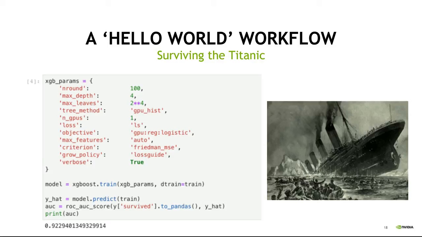Number of rounds determines the number of trees created for the ensemble. Max depth puts a limit on how deep the trees can grow. Tree method determines the tree construction algorithm. When working with Rapids, you almost always want to choose GPU hist, which we have done here.